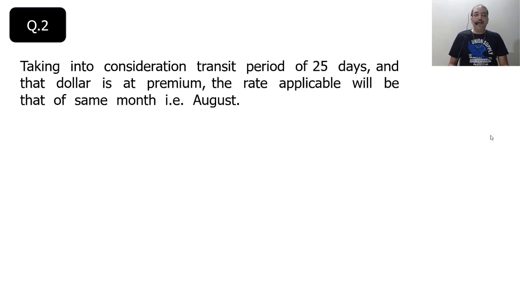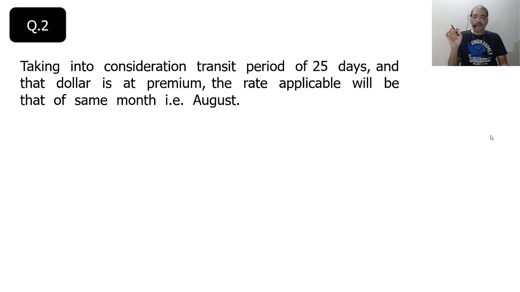First, taking into consideration the transit period of 25 days, and that dollar is at premium, bank is buying. So bank will not buy at a higher rate, bank will buy at a lower rate, that is same month. Taking into consideration transit period of 25 days and that dollar is at premium, the rate applicable will be that of the same month, that is August.